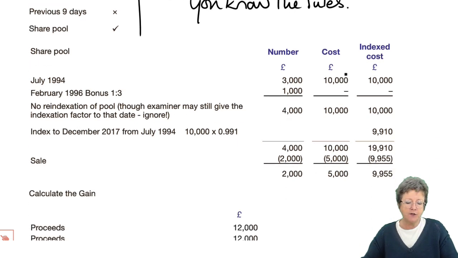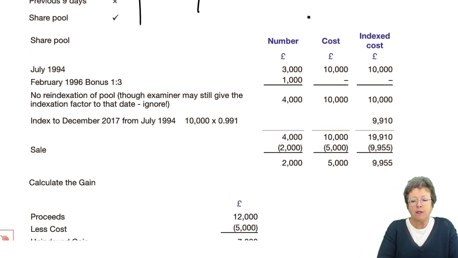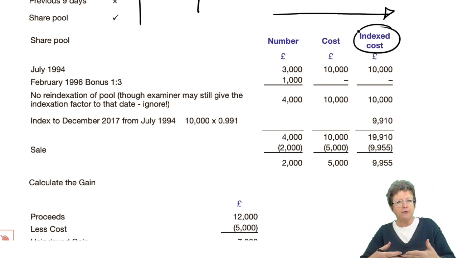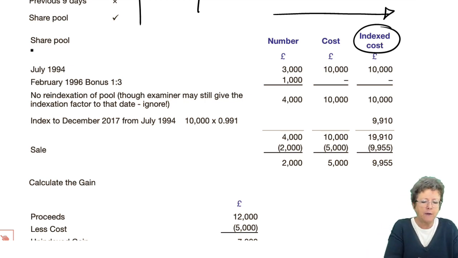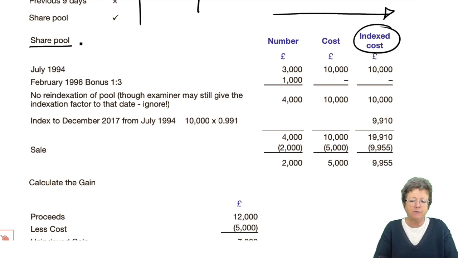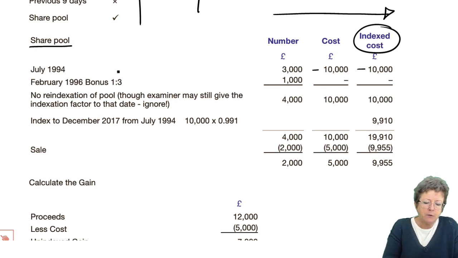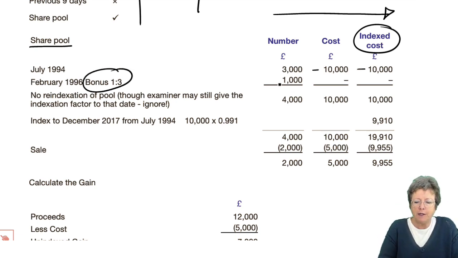Okay, so a pool needs to be constructed. 3 columns across the top. We need this indexed one because that's going to have the indexation in it. And the pool contains all the shares that have been bought that haven't been matched, in the order in which they are bought. So in July 94, we bought 3,000 shares, cost us £10,000. Cost goes in both columns. Bonus issue, 1-for-3. We've got an extra 1,000 shares. No cost, no indexation. It is not an operative event.